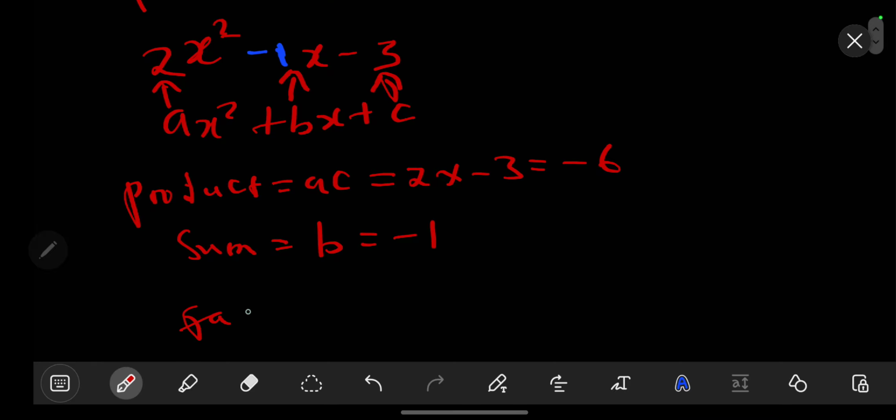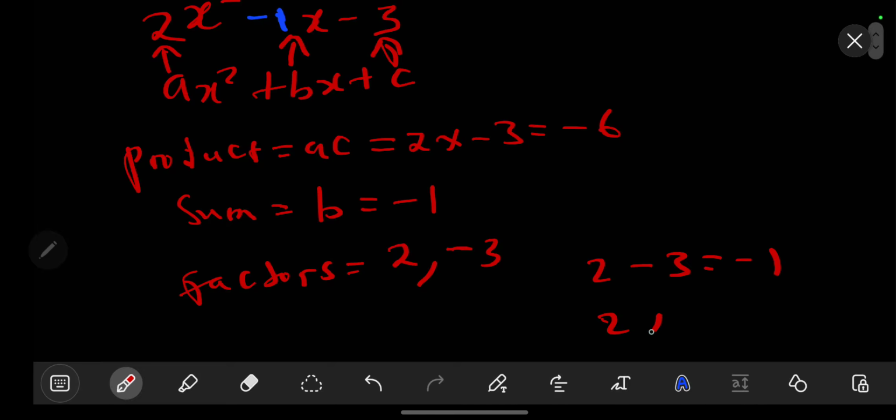Then our factors are two numbers which when you multiply them, they are going to give you -6. When you add them, they are going to give you a -1, which is your sum. So if I add my 2 minus our 3 there, it will give me -1. But if I multiply 2 times -3, it will give me -6. So which is correct.